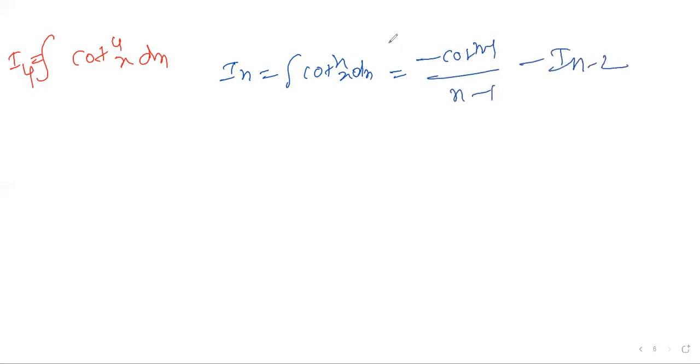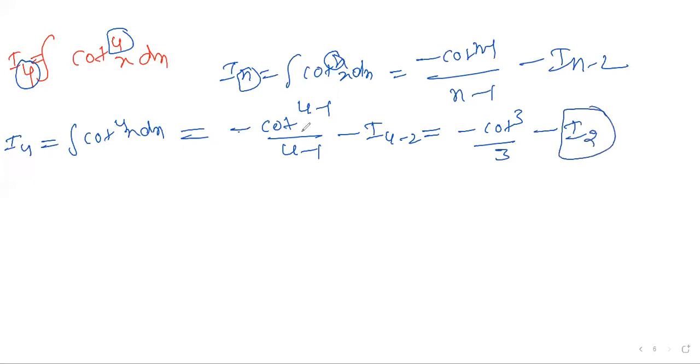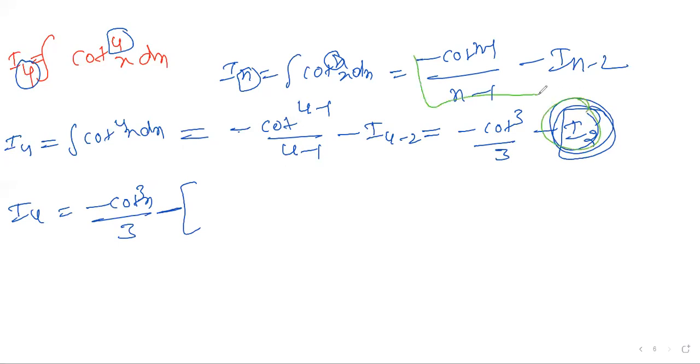It's very good. Now look into that. The question is power 4. So the value of I_n, sorry, I_4, is equal to the integration of cot^4 x dx. Let me substitute the formula: minus cot^(n-1) by (n minus 1), so 4 minus 1 by 4 minus 1, minus I_(4-2). That is minus cot^3 x by 3 minus I_2. This is the I_2 value, substitute again. The continuation: I_4 is equal to minus cot cube by 3 minus the value of I_2.